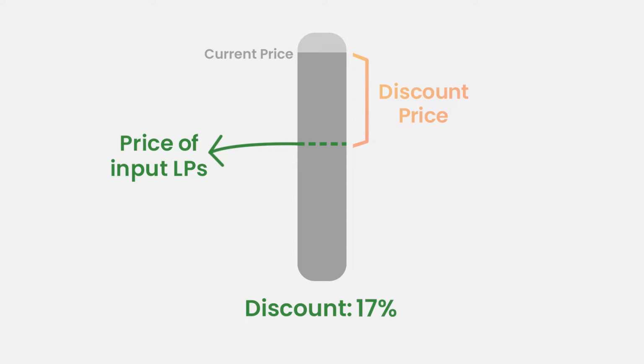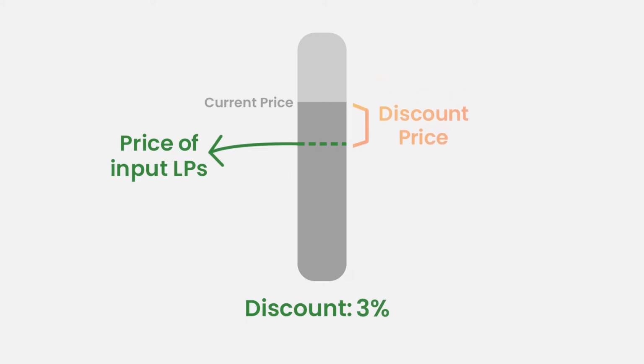In the case that the price of the output token decreases and the price of the input LPs increases or stays the same, the discount of the Treasury bill will decrease, as you can now purchase the output token at a lower discount, as the output token is worth less and the input LPs are worth the same or more. The two price points are converging towards each other, decreasing the discount.